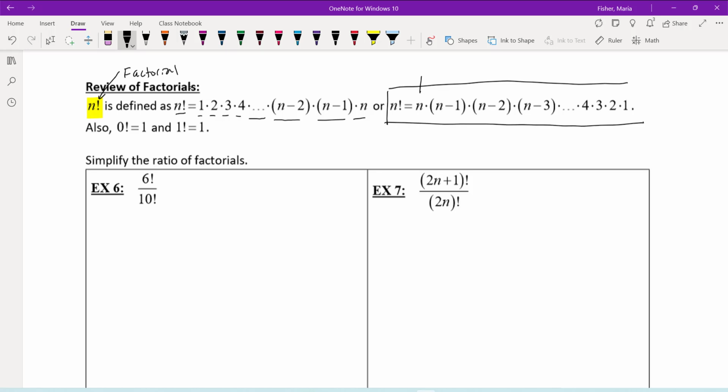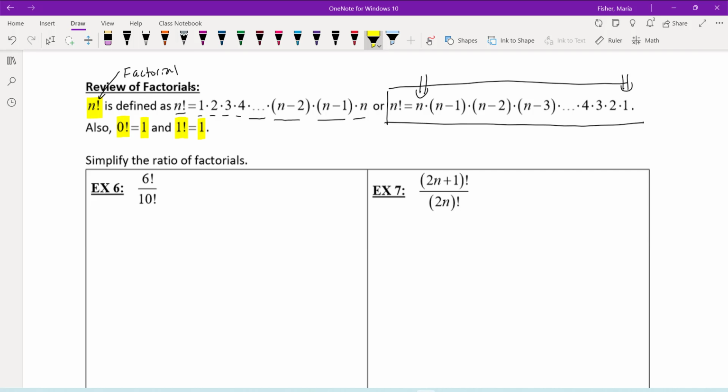It's going to be the product of n all the way down to 1 by subtracting off one integer for each one of these. So n times n minus 1 times n minus 2 times n minus 3 times dot dot dot all the way down to 1. We also define factorials as 0 factorial is equal to 1 and 1 factorial is equal to 1.